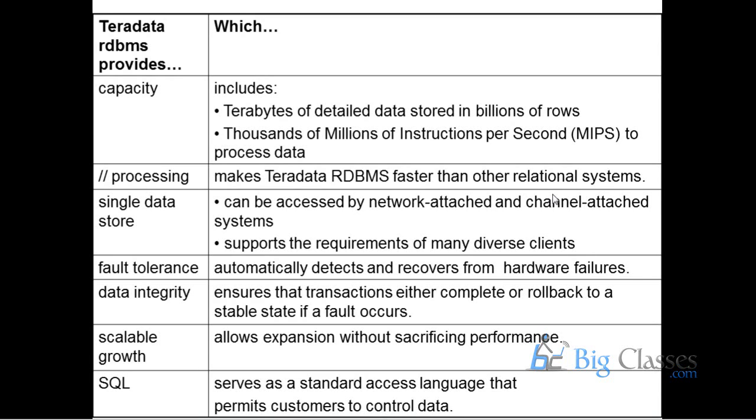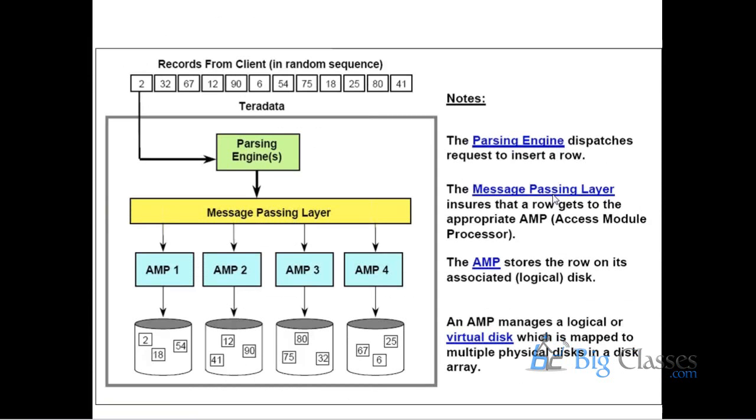If at all any failure happens, it gets rolled back to the previous state. And scalable growth: the Teradata RDBMS allows the expansion of the RDBMS system, or the capacity of the system, without any performance drop. Suppose this is my current system, but in future my business is expanding, so I want to add additional nodes.